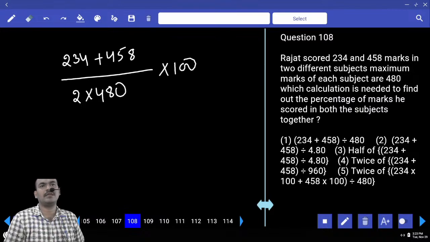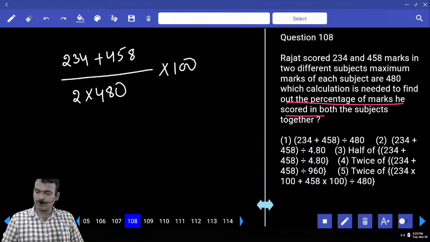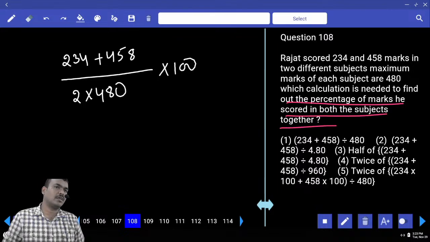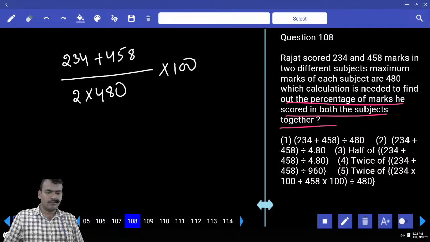We are get the percentage or value? Percentage or not? What is the question here? Out of the percentage of marks is scored in both the subjects together or not? What are the received marks of both the subjects? 234 plus 458. Out of which one? 2 into 480 or not? Yes or no? Which option?